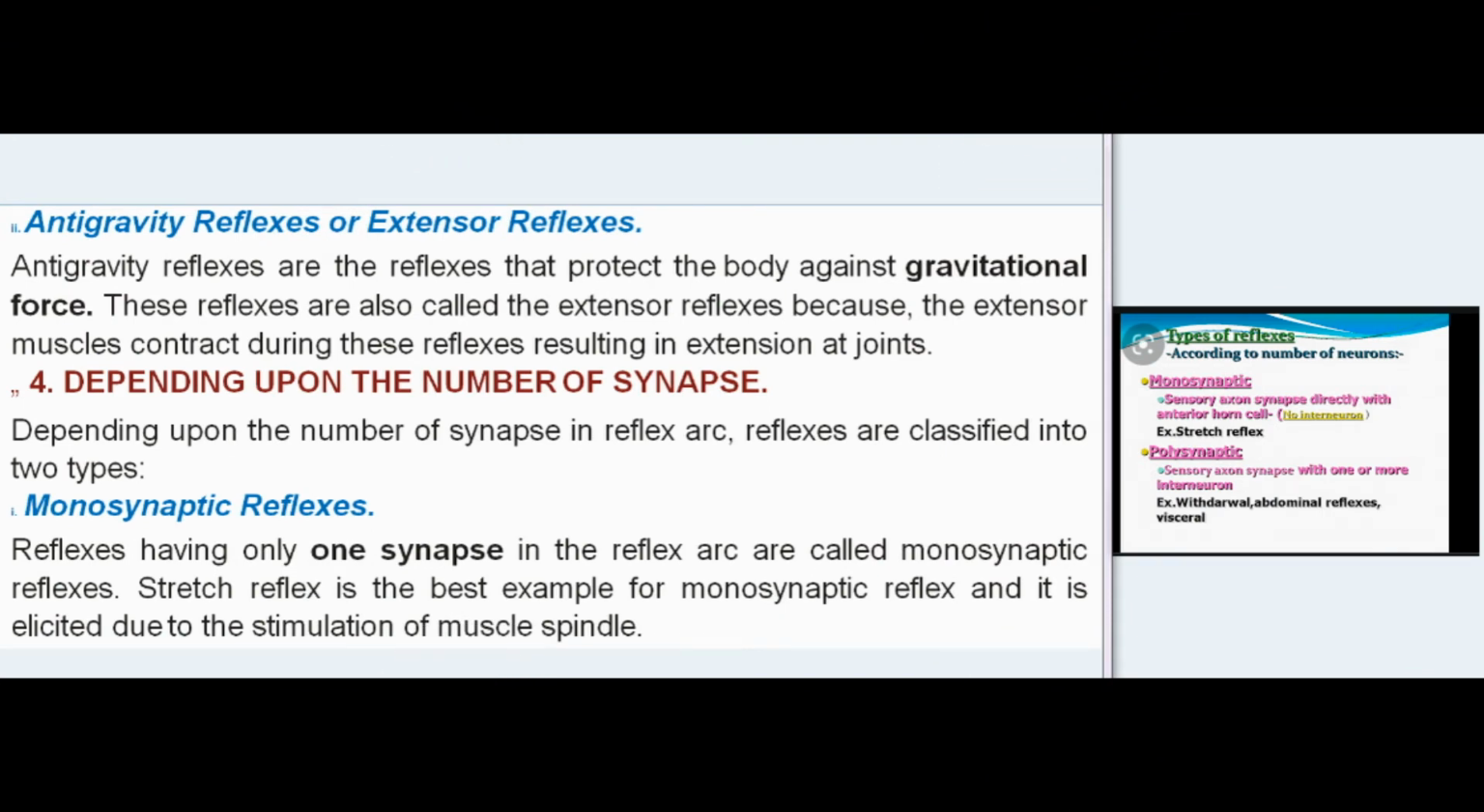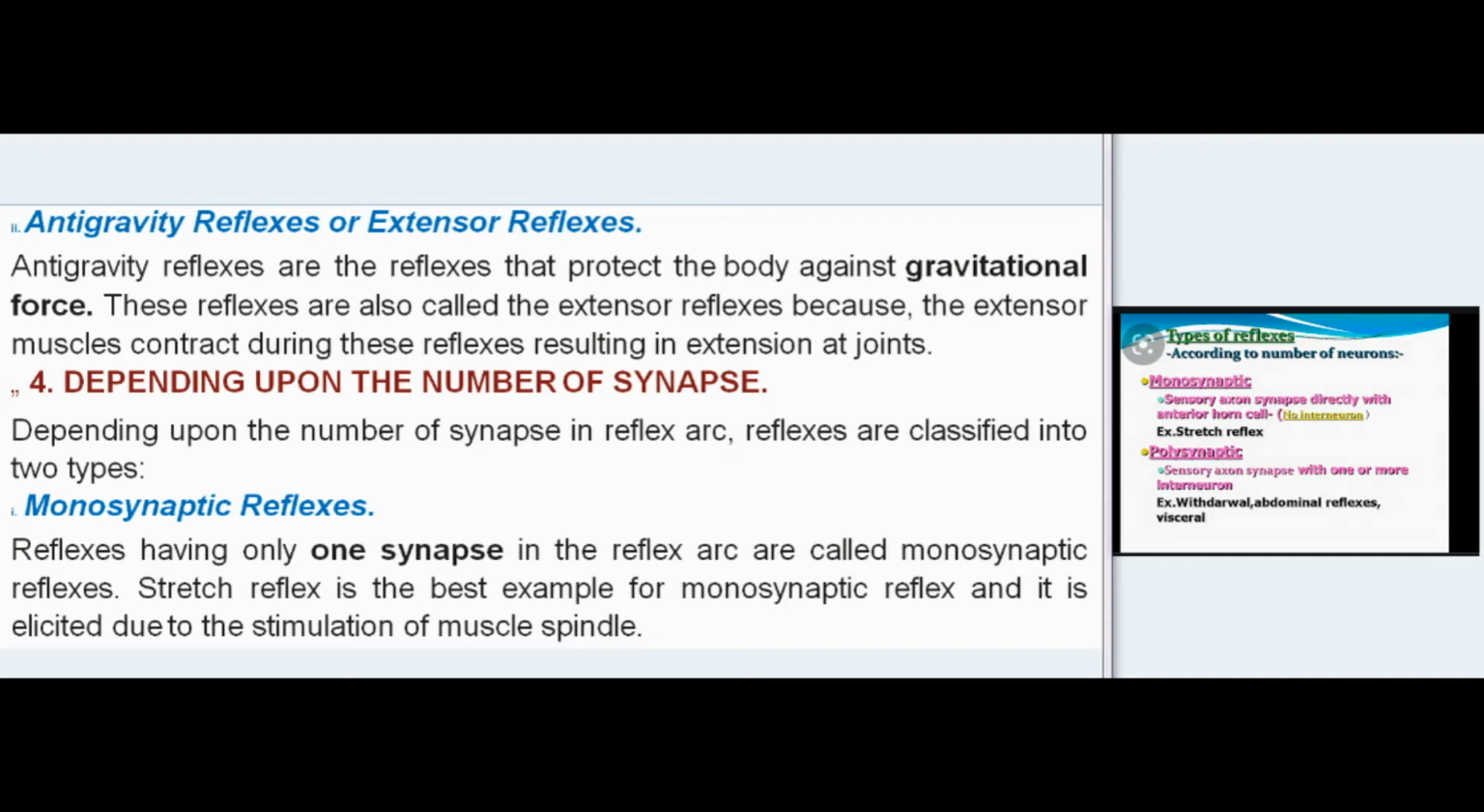Anti-gravity reflexes or extensor reflexes. Anti-gravity reflexes are the reflexes that protect the body against gravitational force. These reflexes are also called the extensor reflexes because the extensor muscles contract during these reflexes, resulting in extension at joints.